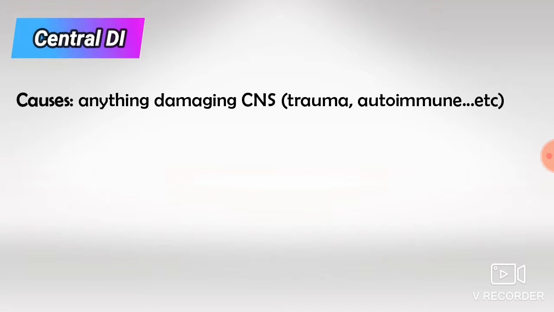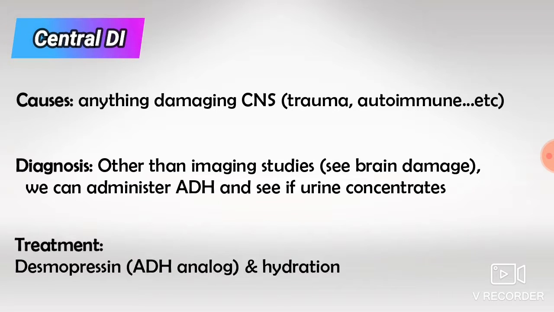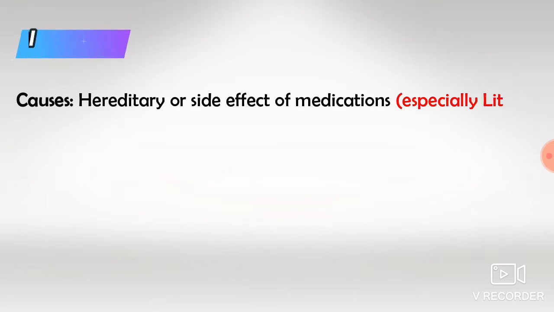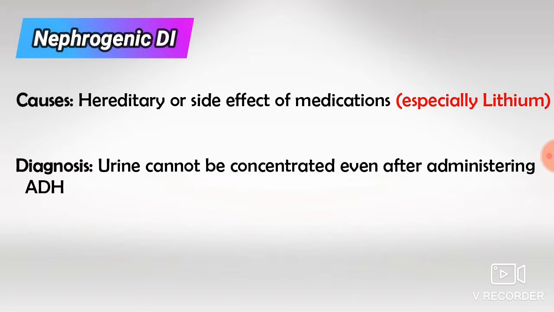The cause for central diabetes insipidus is basically anything that can damage the brain and decrease the secretion of ADH. The diagnosis is basically made by imaging studies where we see damaged brain, or by administering ADH and reversing the pathophysiology of central diabetes insipidus. In other words, if administration of ADH results in concentrated urine, this is the central type. The treatment is ADH analogs and hydration. Nephrogenic type is caused by damage to the receptor of ADH, which can be caused by hereditary receptor mutation or medications such as lithium. The diagnosis of nephrogenic type is made when the administration of ADH does not result in urine concentration.